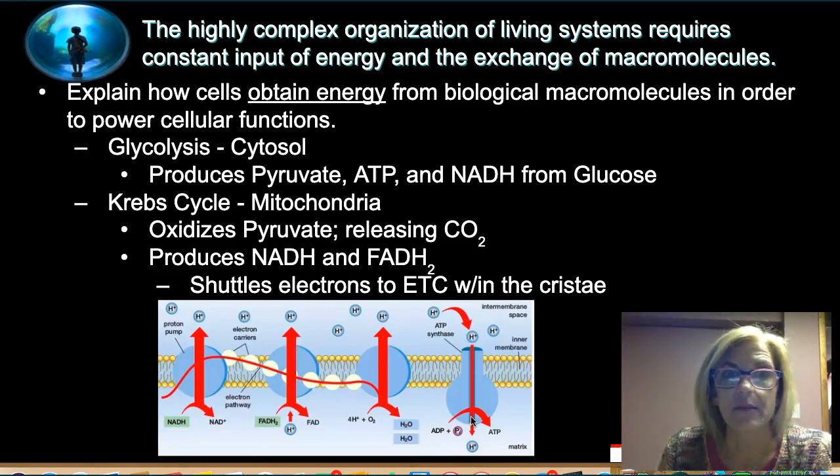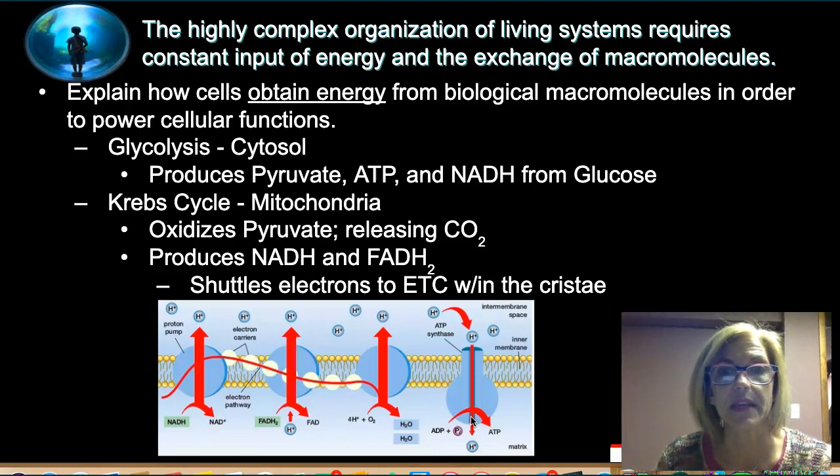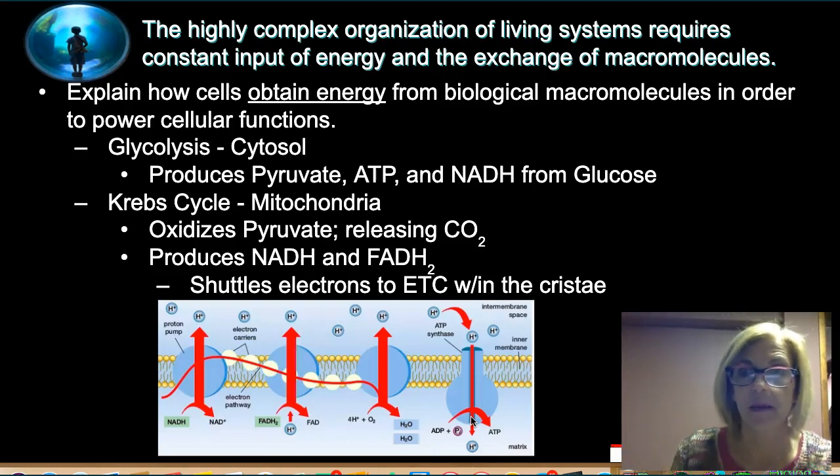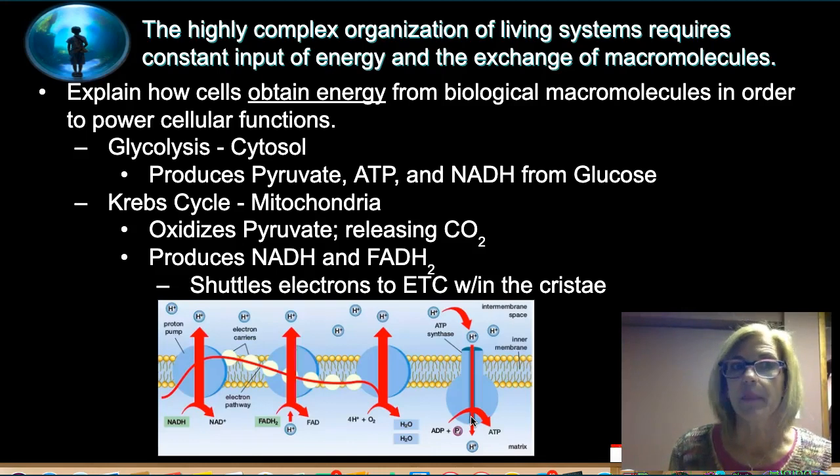So remember we said some processes require energy. Glycolysis did require 2 ATPs to get started. So that's a good example of how our cells need energy. If you couldn't even start glycolysis, you couldn't capture any of the energy that was in the glucose molecule, right? Because glycolysis is going to precede either aerobic or anaerobic respiration.